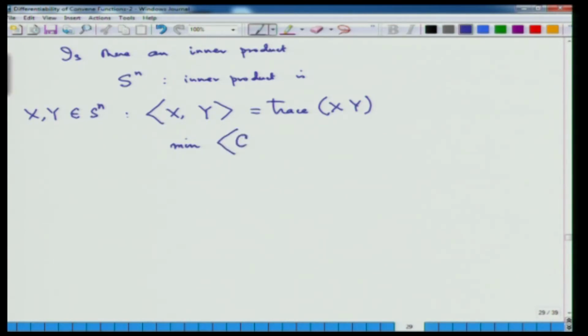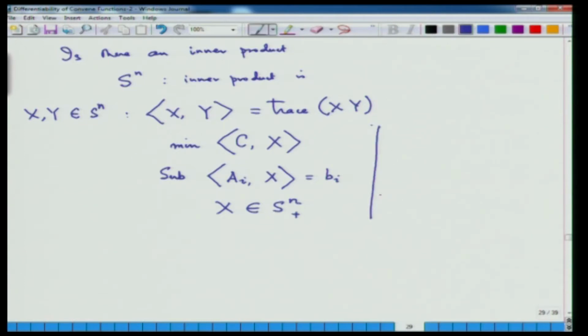So, I will take an element C from S n and consider minimizing this, which is nothing but trace of C x, subject to the constraints, where x is in S n plus. Everything is just like R n plus is replaced with S n plus. Here what would happen?